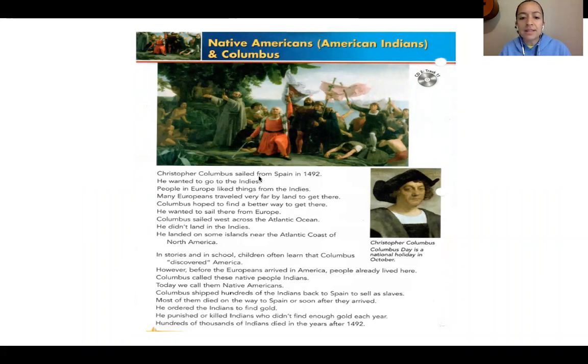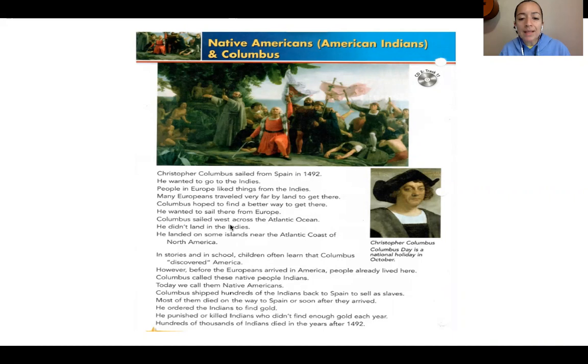Christopher Columbus sailed from Spain in 1492. He wanted to go to the Indies. People in Europe liked things from the Indies. Many Europeans traveled very far by land to get there. Columbus hoped to find a better way to get there. He wanted to sail there from Europe.